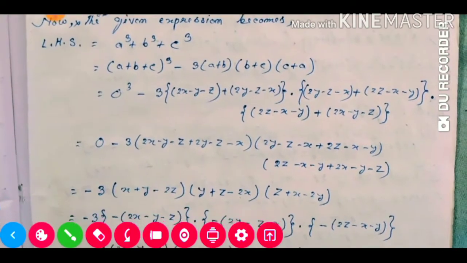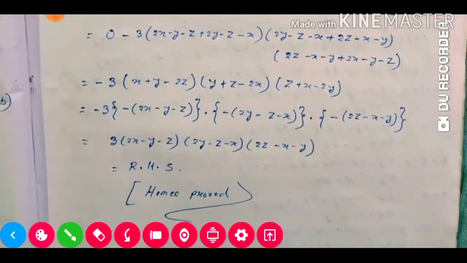See, it is given 2x, and this one is negative, so we need to make this one positive. So we will take minus as common. If we take minus as common, this minus 2x will be positive x, and this y, which is positive, will be negative, and z also positive, so this one also will be negative. So before we are taking common minus. Now see the next part, what to do.